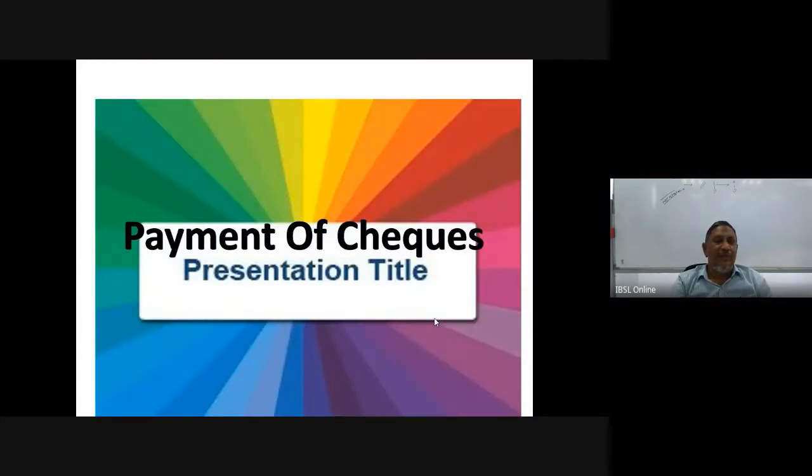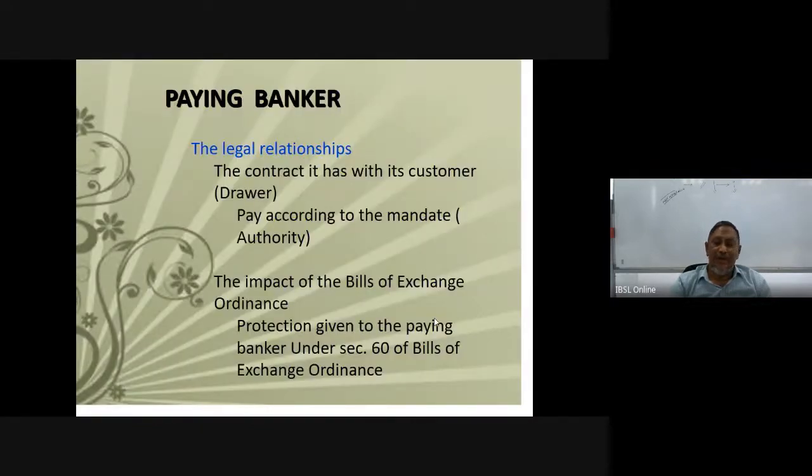Right, what are the materials for the payment of checks? What are the information needed? What are the things needed for a paying bank? The legal relationship for a paying banker is the contract it has with the customer, the drawer. Pay according to the mandate, the authority. Mandate is a contract.